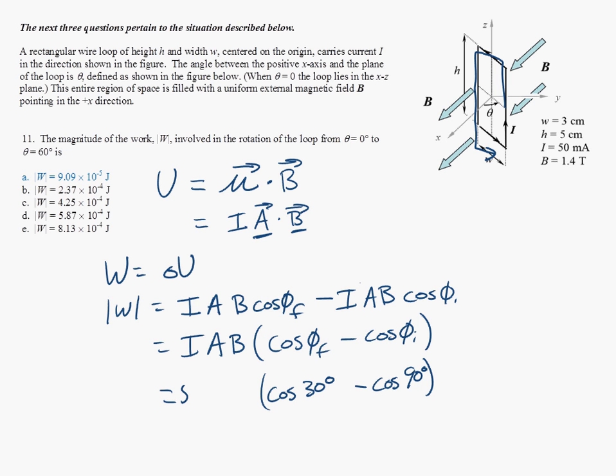But we can put in our 50 times 10 to the minus third here. Our area, be careful, 0.03 times 0.05. And I ran out of space, so I'll put B on this side here, which was 1.4 Tesla. And now it all works out and gives us 9.09 times 10 to the minus 5.